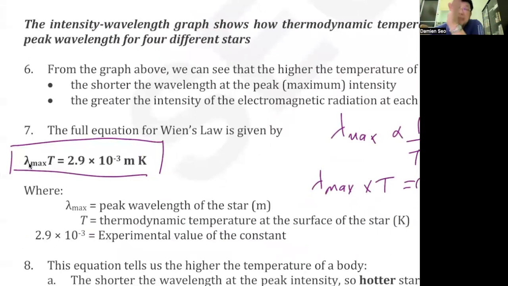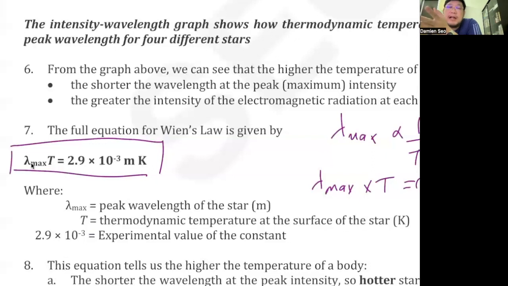Lambda max doesn't mean the maximum wavelength produced. No. Some people thought it's a maximum wavelength produced. No, it is the wavelength that is produced with the highest intensity. You understand? Of course, there are other wavelengths as well, but the wavelength that is emitted with the highest intensity is lambda max, not the highest wavelength. All right, don't confuse that.